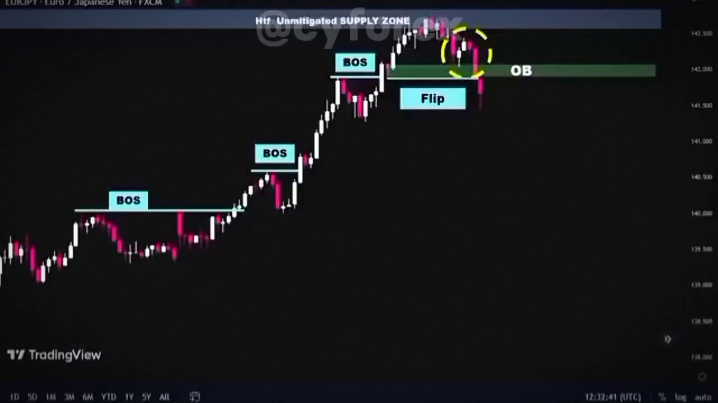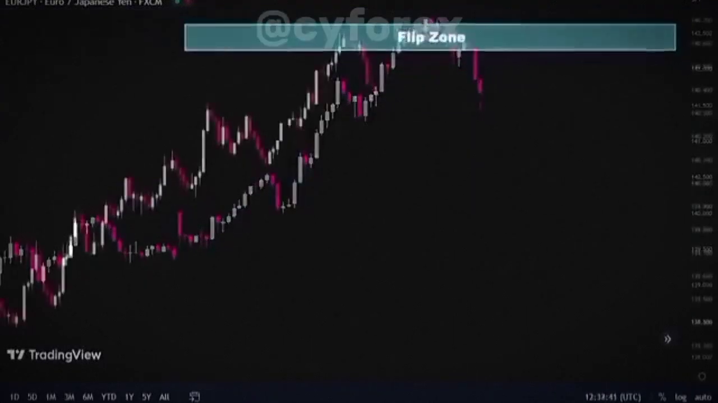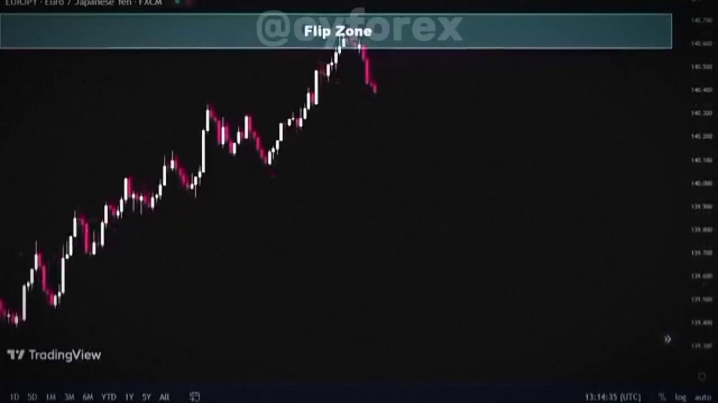This created a perfect flip pattern that we can take advantage of. To do so, we need to identify the flip zone, which was created by the wave that flipped the recent demand zone. By spotting the flip zone, we now have a clearer picture of the next potential move for the price. Next, we should zoom into the 1-minute time frame and wait for price to reach the flip zone and show us a valid change of character.